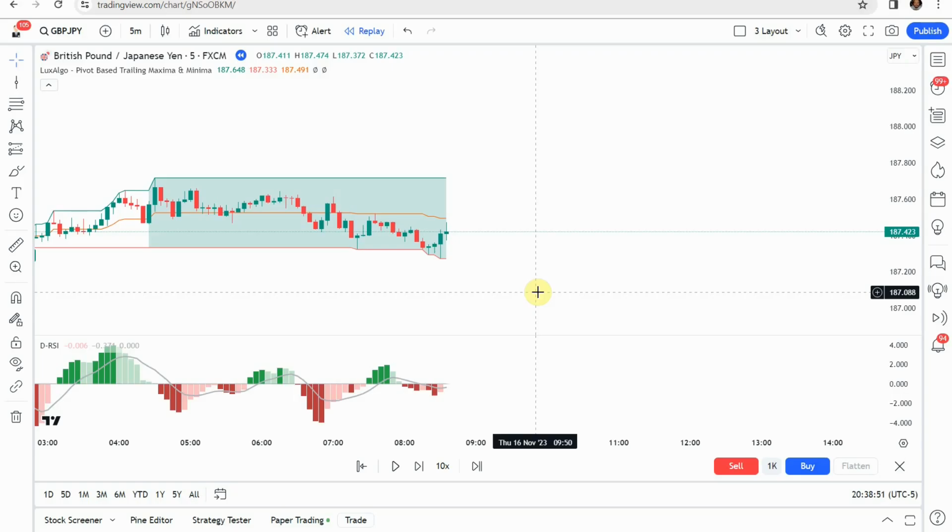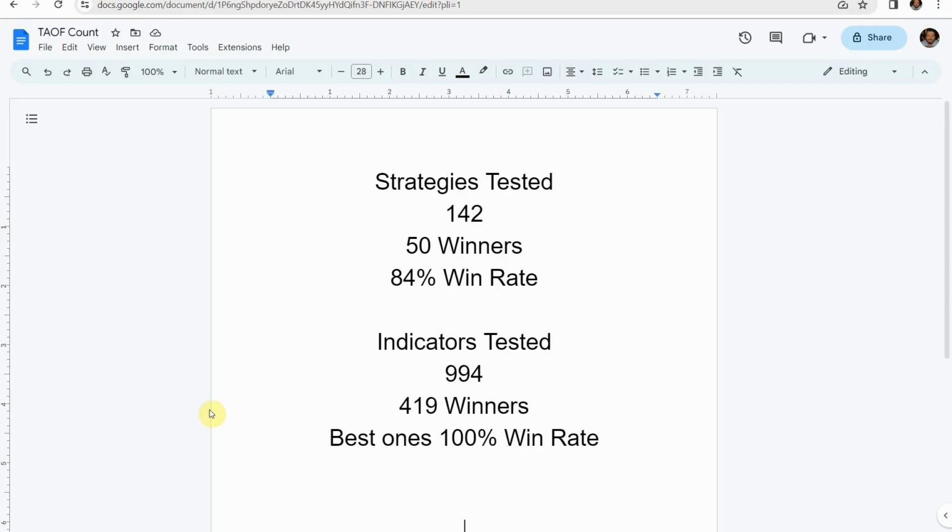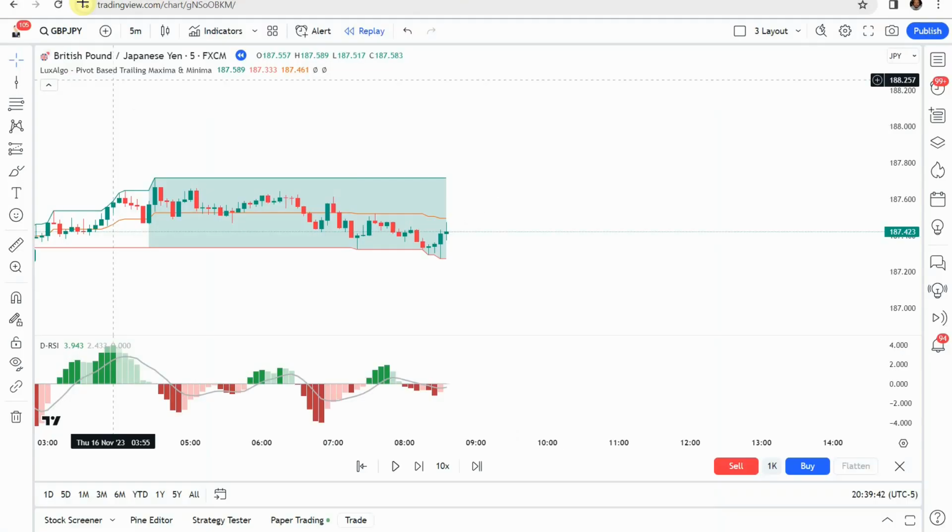Alright, as I said, today we will be testing a 5-minute scalping strategy. Before we do though, I wanted to put the testing scoreboard up for everyone to see. So to date, we have tested a total of 142 different strategies, with 50 of them being winners. The best one so far was able to achieve an 84% win rate. That is the Academy of Forex Strategy with the Z-score probability indicator. We've also tested a total of 994 indicators, with 419 of them being winners. Now, keep in mind that we test most of these indicators and strategies on the Forex and crypto market, but they can be applied to just about any market and time frame universally.